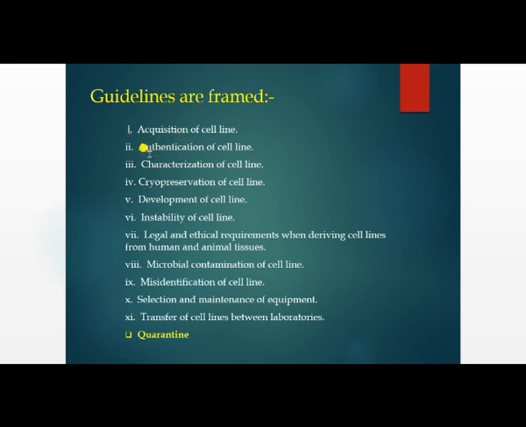Next is authentication of cell line. Authentication means the process which proves that cell lines are true or valid. Next is characterization of cell line. In that we are going to characterize the cell with their properties, with their processes. Next is cryopreservation of the cells. It means we are storing the cells. Cryopreservation is for what? Storing the cell lines for a longer time.